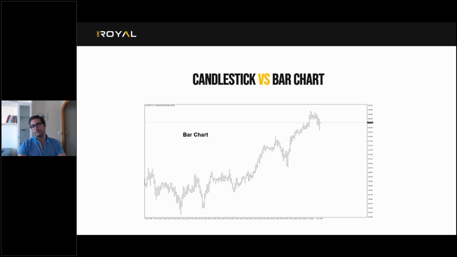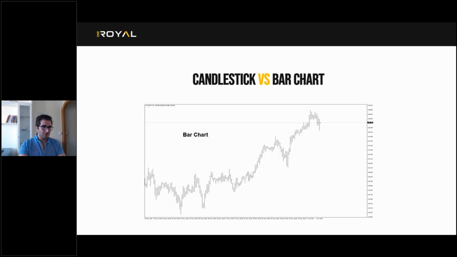So the most common chart types are the candlestick and the bar chart. The candlestick chart is the most used one. First we have here the bar chart. As you can see, this is how it is composed, and this is the candlestick chart. So this is the difference. We use the same asset on the same period of time, and you can see the difference between the bar chart and the candlestick chart.